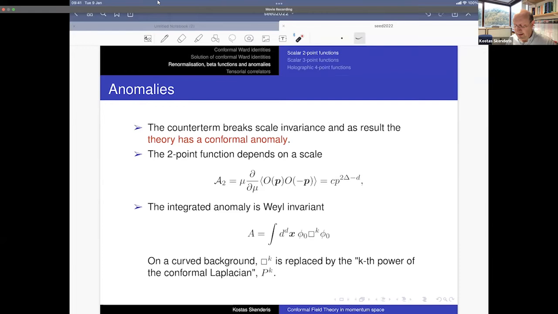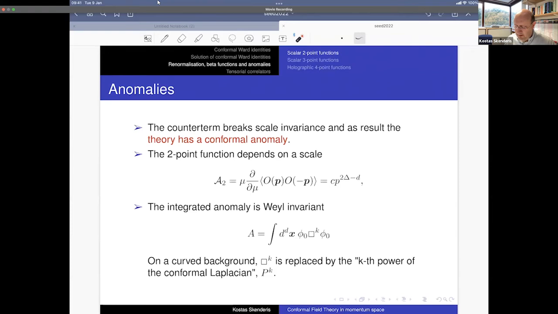And if you put the theory on a curved background, this expression here would generalize to be the so-called kth power of the conformal Laplacian. So that's, in a sense, the simplest instance of what the conformal anomaly is. So you start from a theory which you think classically doesn't have any scale in it, but the process of computing the correlators and understanding the short-distance singularities led us to introduce a regulator. Then we introduce counterterms to remove infinities. And then the renormalized correlator again does depend on the scale. So there's a conformal anomaly.